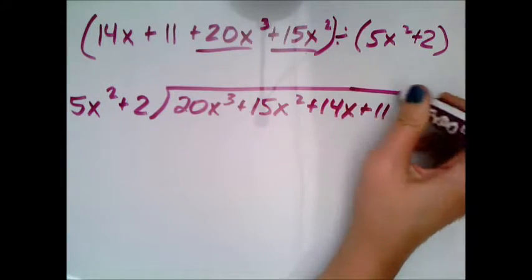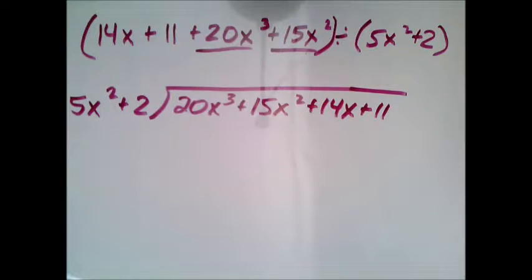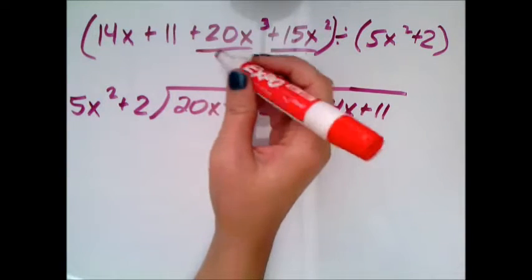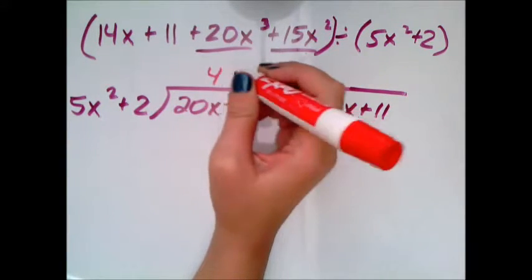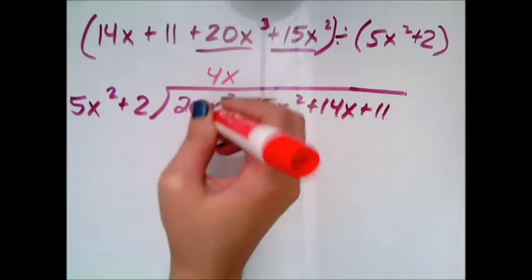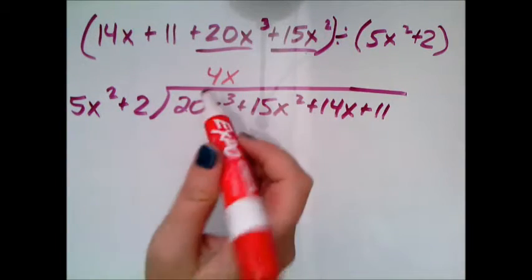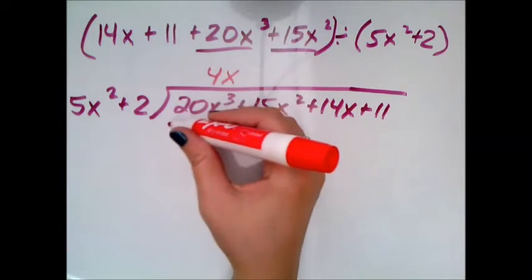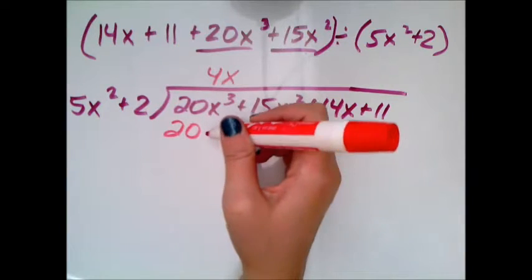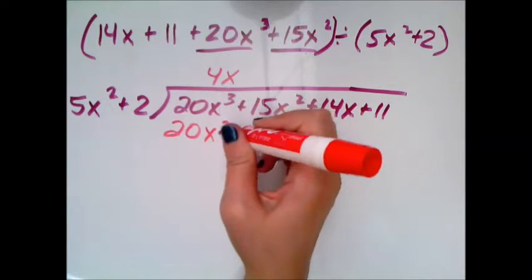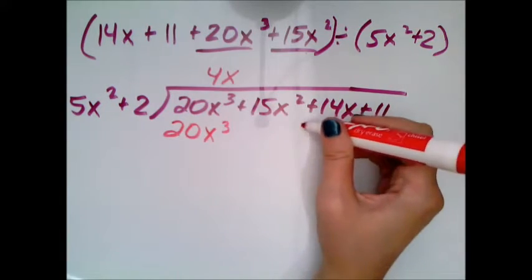Plus 11. Alright, so now if we start going through the steps, how many times does 5x squared go into this 20x to the third? It's kind of a weird question to ask, so I like to say, what do I have to multiply to get this? So 5 times 4 would give me 20, and x squared times x would give me x to the third. And next step is multiply. So this times this gives me 20x to the third, and 4x times 2 gives me 8x.